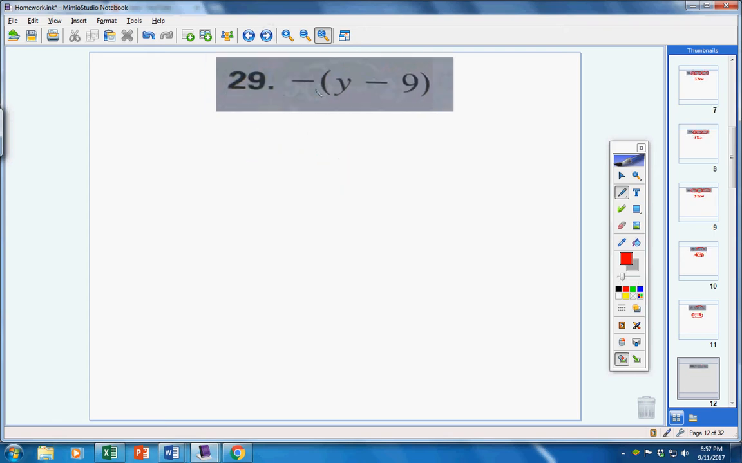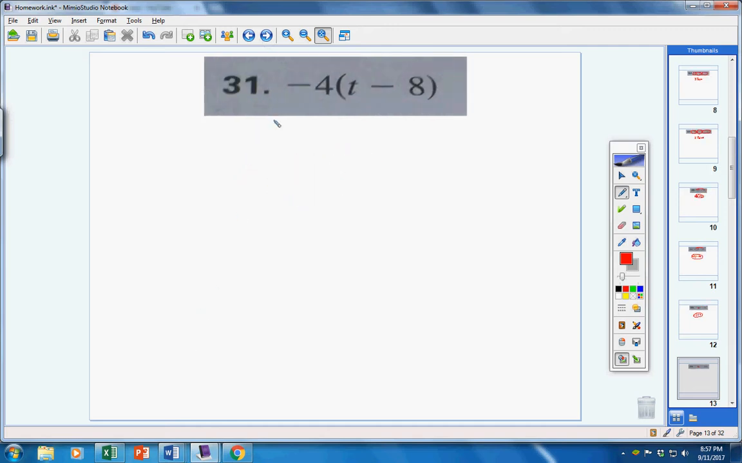Number 29, negative. Now, there's no number here, students, so we're just taking a negative sign and we're multiplying it through. Some students like to put a 1 here, it kind of helps them, and that's fine if you want to, okay? I'm going to take a negative sign and I'm going to multiply it through. A negative times a positive is a negative. A negative times a negative is a positive. And that's it. There's your answer.